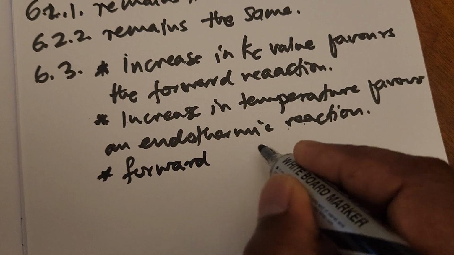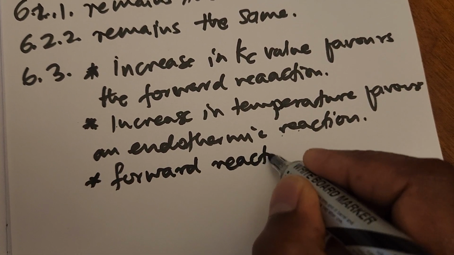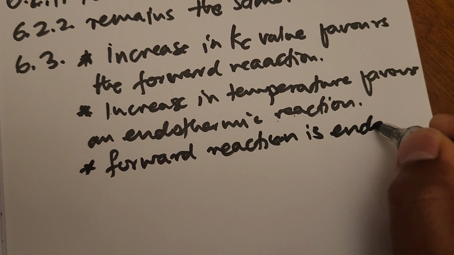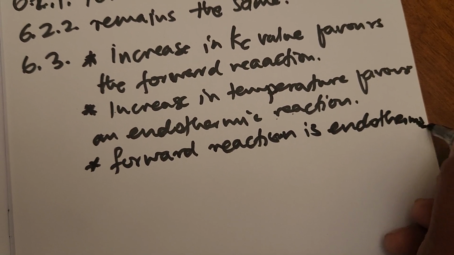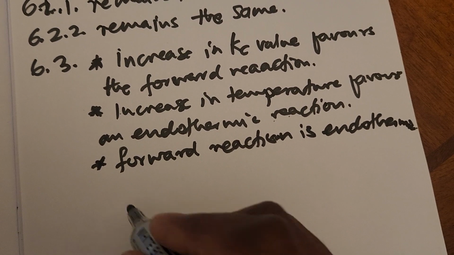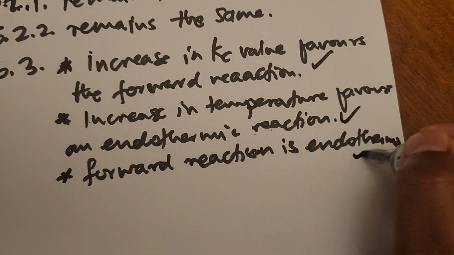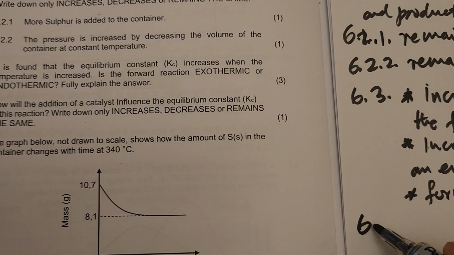Forward reaction is endothermic. We are concluding now. Endothermic. Done. We get the 3 marks. 1 mark, 1 mark, 1 mark. So 6.4.